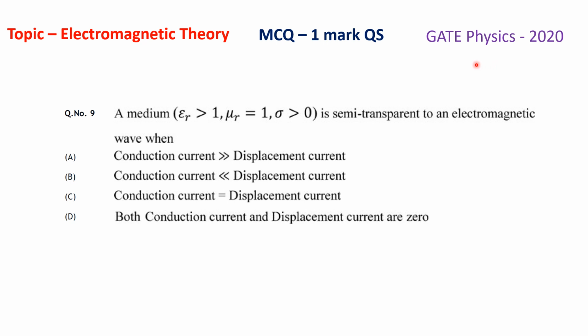This question was asked in the GATE Physics paper 2020. This is a MCQ type question having 1 mark. The topic of the question is electromagnetic theory.